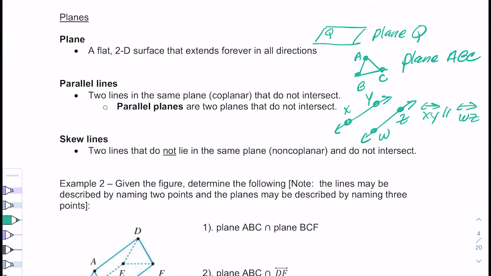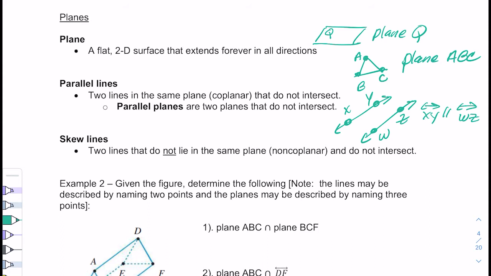Skew lines are very similar to parallel lines. The difference is that they're not in the same plane. So the easiest way to think of that is in real life, if you've ever driven a car underneath an overpass, the road that's underneath the overpass and the actual highway above it, they're never going to intersect each other. But they're not parallel because they're in different planes.